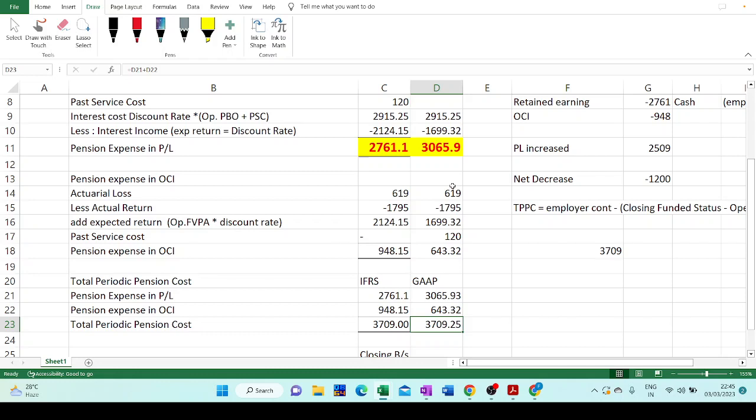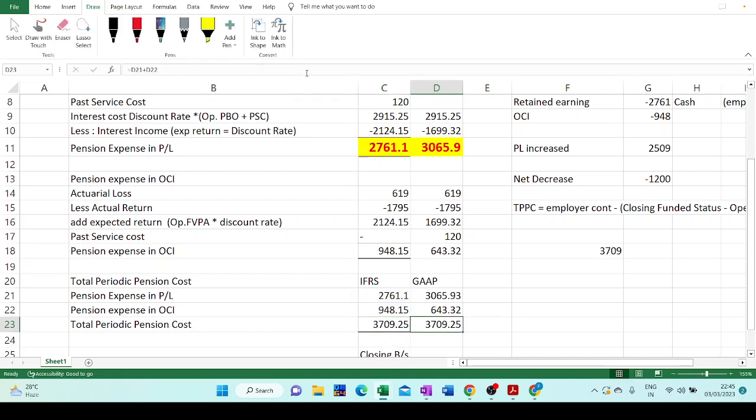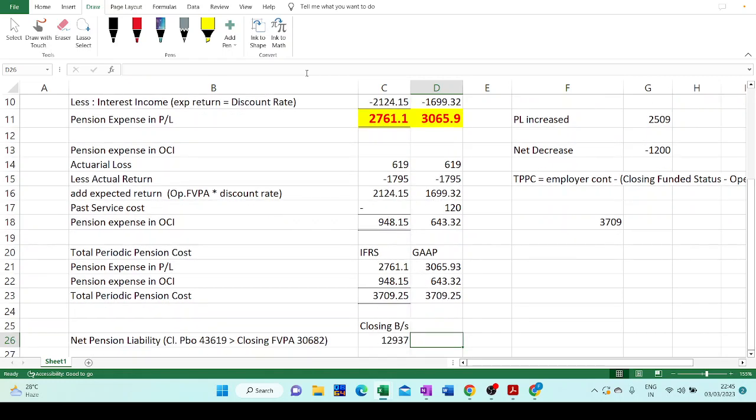So I'm getting the same answer, guys, right? I had rounded this off here, let me unround it, right? So I'm getting the same figure. So my TPPC is the same under both IFRS and US GAAP, right? It's only that some pension expenses go in the OCI, some go to P&L. That's what differs in US GAAP and IFRS, right? ठीक है ना guys? And net pension liability at the closing of the year would be 12,937. This would be the same under GAAP and IFRS.